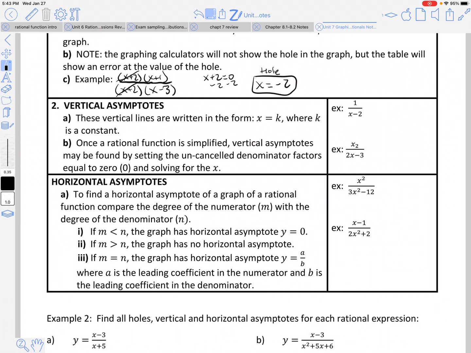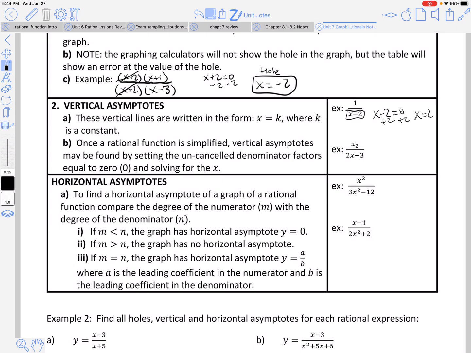So after you see if anything will cancel out, if you're still left with stuff that doesn't cancel out, you're going to have a vertical asymptote. Vertical asymptotes are located in the denominator, so it's still in line with points of discontinuity. Vertical asymptotes are, like I said, going to be found in the denominator. So these are vertical lines written as x equals. So you're going to take your denominator, set it equal to 0, add 2, add 2.